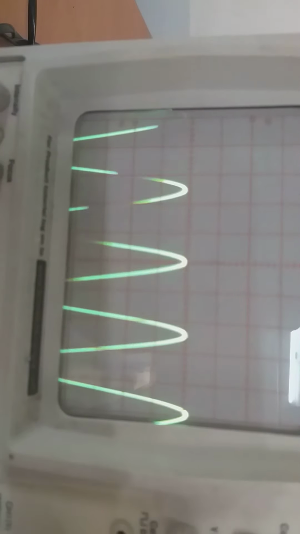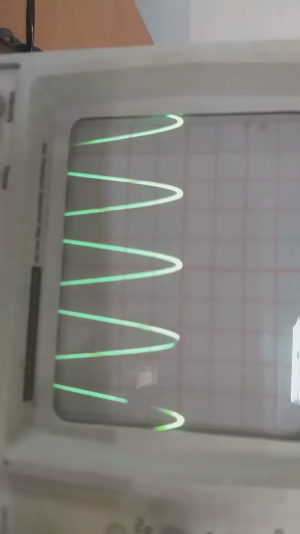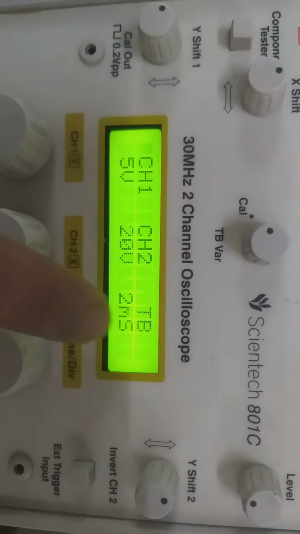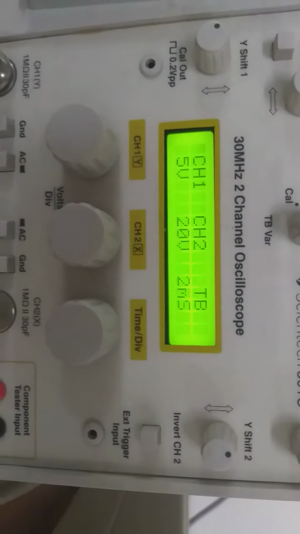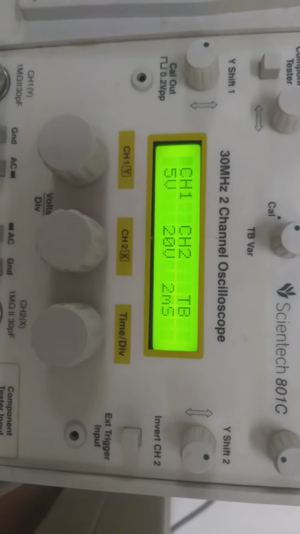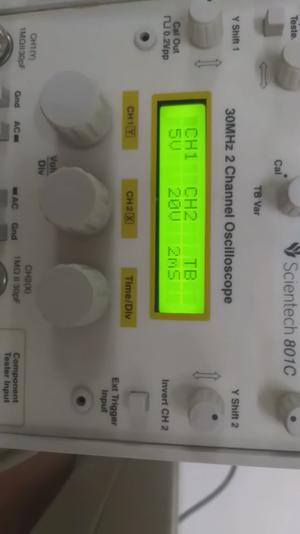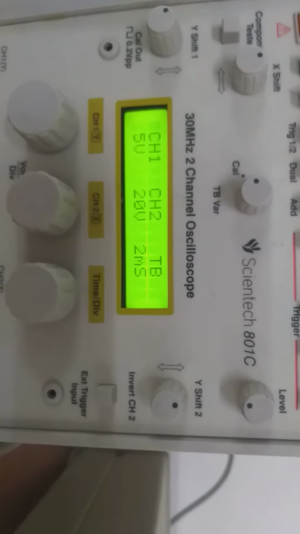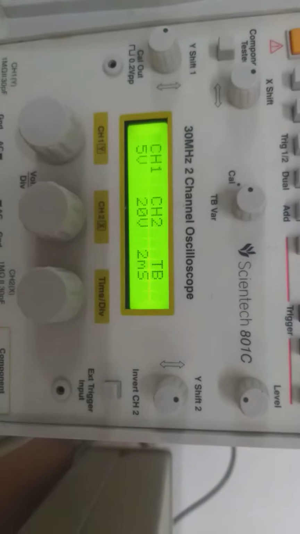By measuring this distance of 2.4 centimeter, in the first table of the write-up, for 200 hertz you have to note down the time base setting. What does time base setting mean? Here in the CRO, this 2 millisecond is the time base. TB is what is written, and that is the time base setting. So you have to write down that the time base setting is 2 millisecond, which you have to convert into second. To convert milli into second, what will you do? Multiply by 10 to the power minus 3.